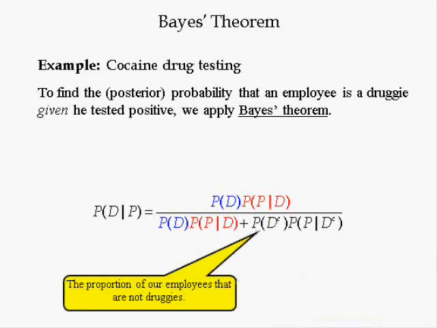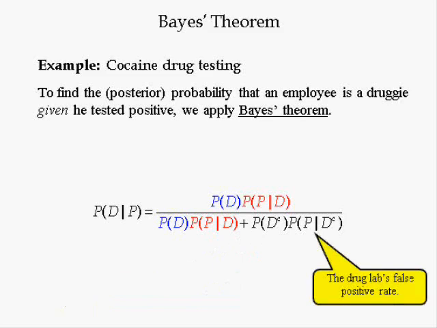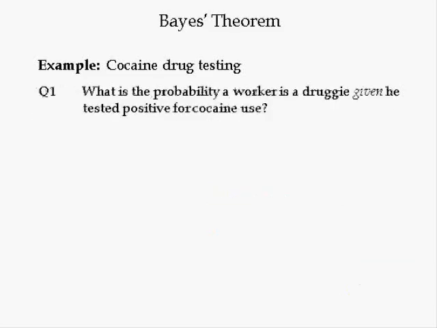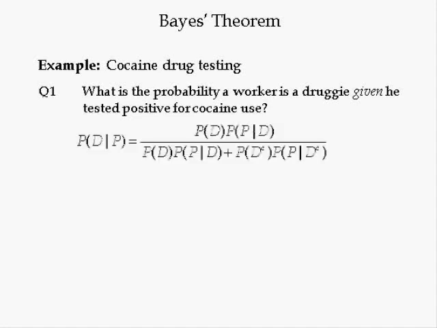The expression here is the probability that a worker at our company does not do drugs. This expression is the probability of a worker at our company testing positive for drugs, given he is not a druggie. Question: what is the probability a worker is a druggie given he tested positive for cocaine use? This should be really high because the drug lab test is 95% accurate. To compute the probability, we must use Bayes' theorem.